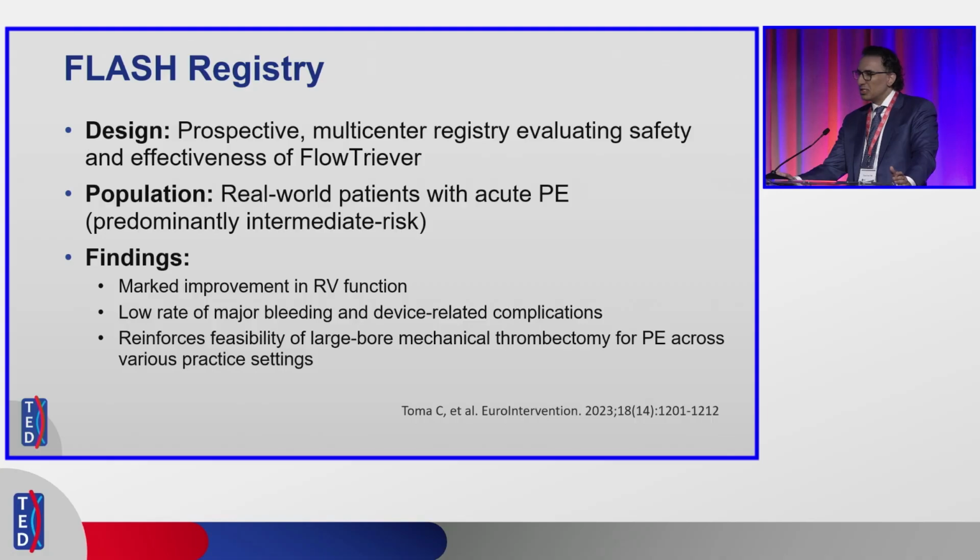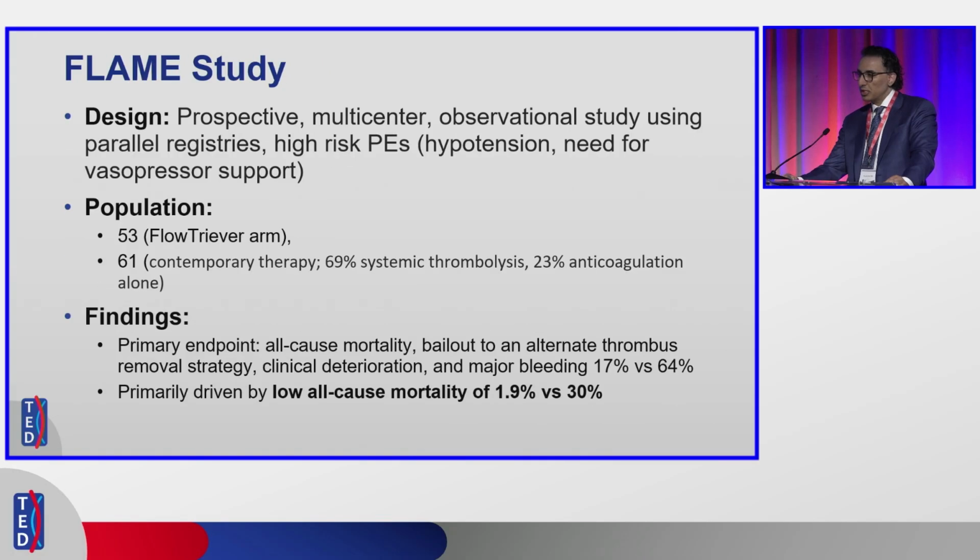Next is the FLUSH registry. It's an ongoing registry. I think the one that was published in 2023 included about 800 patients. So real world patients with acute PE, predominantly intermediate risk, but did include some high risk patients too. Again, marked improvement in RV function, low risk of major bleeding and device-related complications. So it just reinforces the efficacy and feasibility of doing mechanical thrombectomy for intermediate risk PEs.